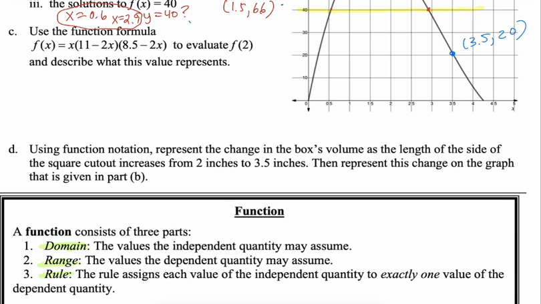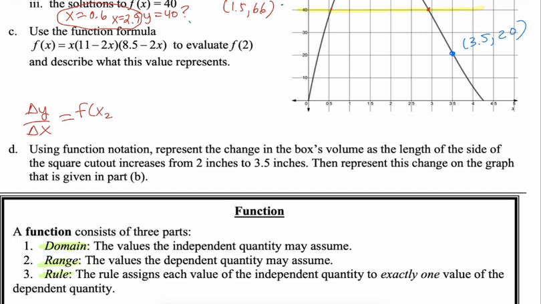This we've already done, but we haven't done it quite in this notation. Use a function notation to represent the change in the box volume as the length of the side of the square cutout increases from 2 to 3.5. Then represent this change on the graph that is given in part B. Okay, so here's what they want to look at. Do you remember good old delta y over delta x? That average rate of change? We have done this before, but they're going to use function notation.